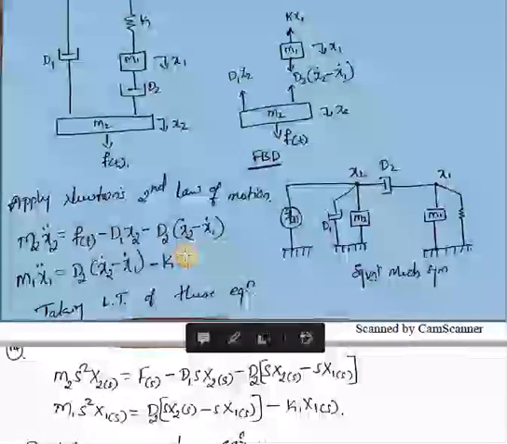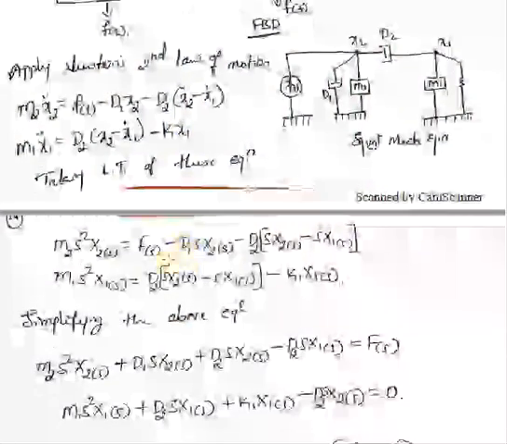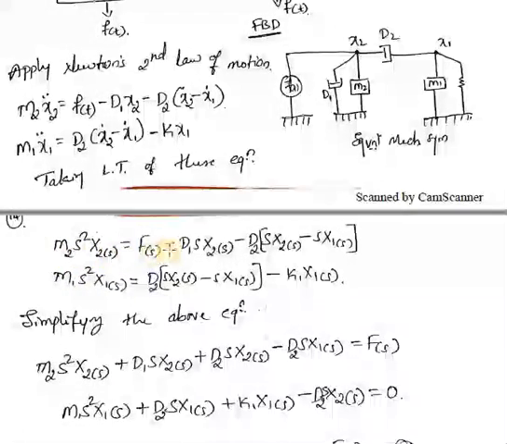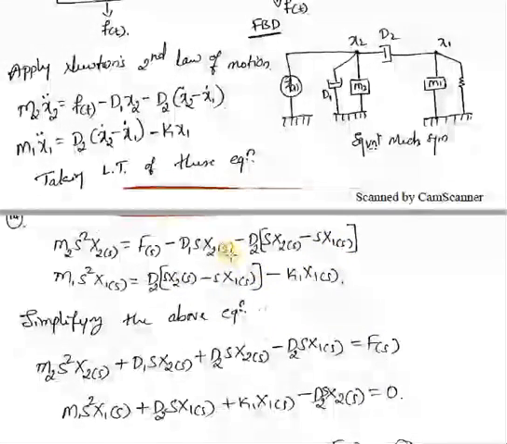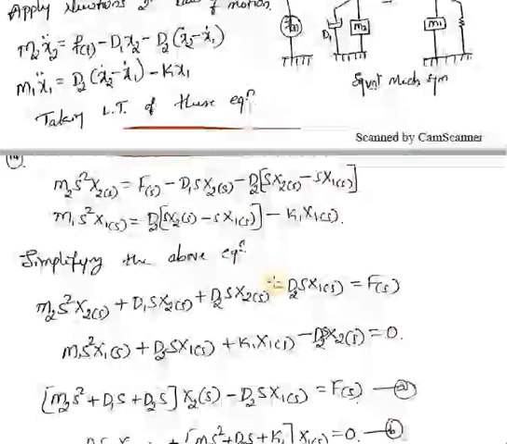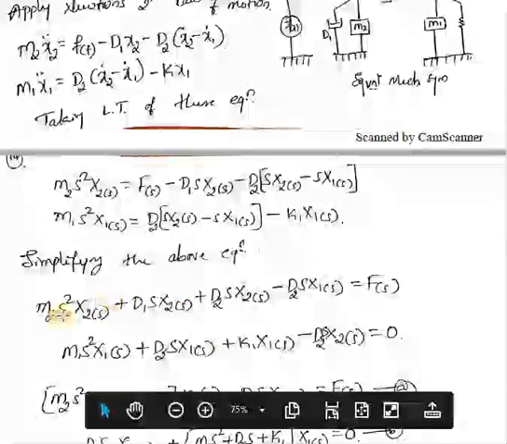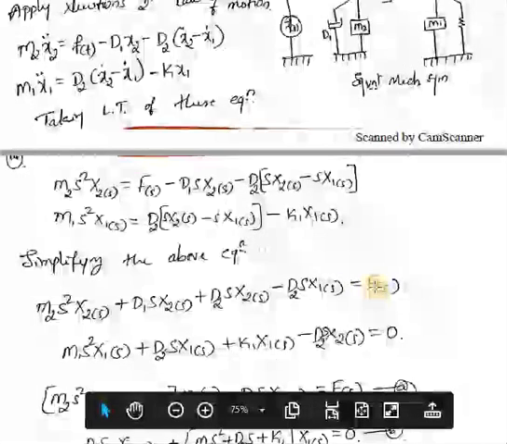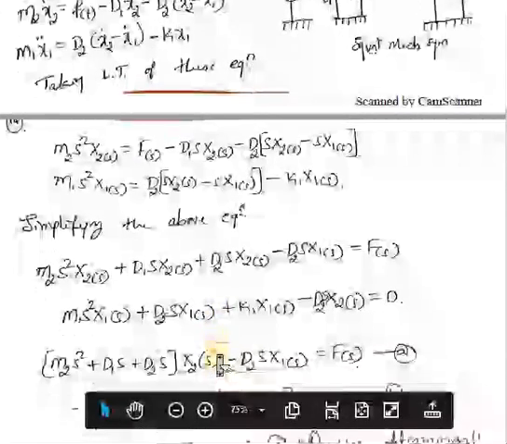So by taking the Laplace transform of these two equations, we write it as m2 s² X2(s) equal to F(s) minus d1 s X2(s) minus d2 s (X2(s) minus X1(s)). Similarly for the second equation. So now we will try to simplify these two equations. So bring the displacement terms towards one side. So here the first equation will be m2 s² X2(s), and this side it will be F(s). Similarly, bring all the terms from the second equation towards one side, get this equation.